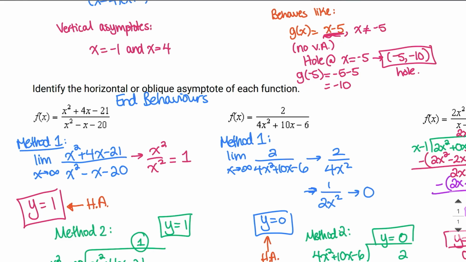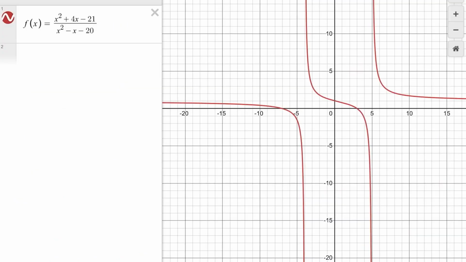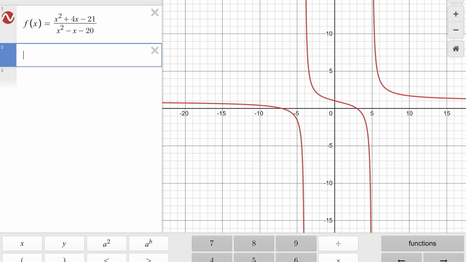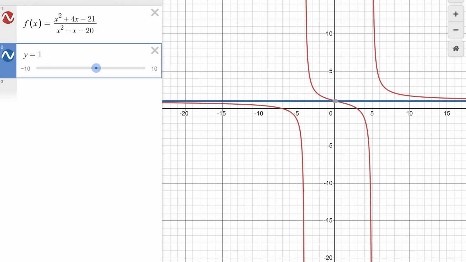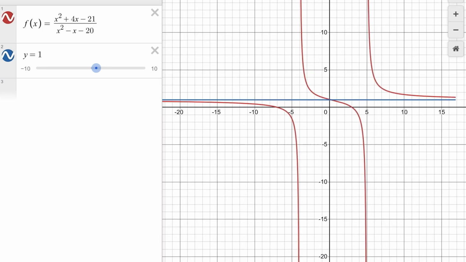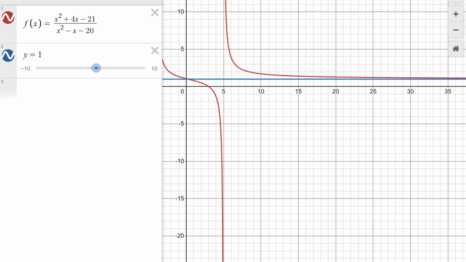Okay, let's verify these using Desmos. So as you can see here in this example, we have y equals 1 is going to be our horizontal asymptote. Something I want to bring your attention to is that the equation y equals 1 will still intersect the graph in the middle of our graph. But remember, horizontal asymptotes are end behaviors. That's what we're talking about. And if you see right here, the graph is trying really hard to get closer and closer to y equals 1, but it just won't touch it.